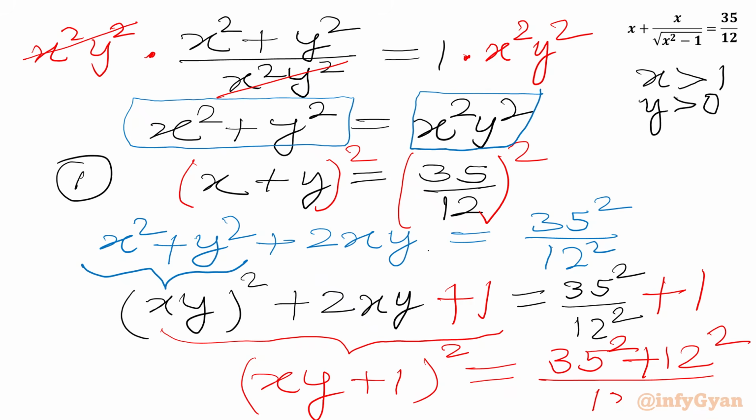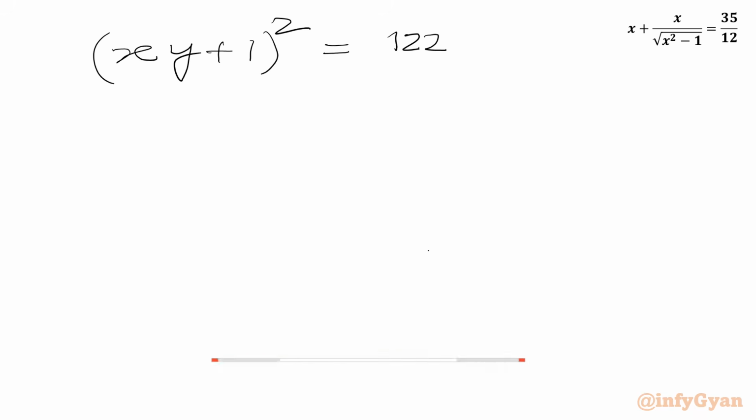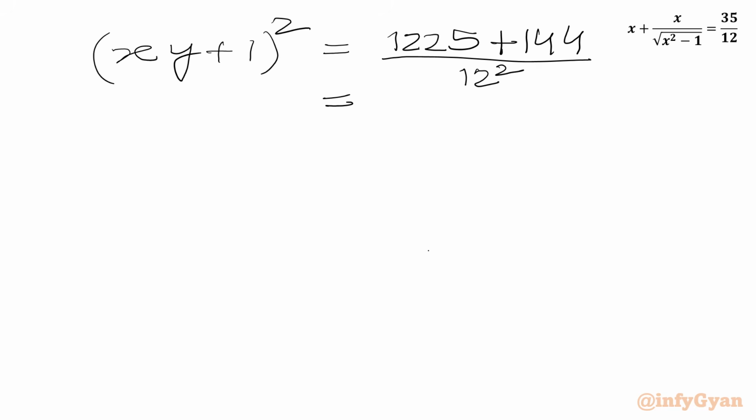over 12 square. Now we have to find 35 square and 12 square for our numerator. So we will write (xy + 1) whole square. 35 square is 1225. 12 square is 144. And the denominator is 12 square. Now we will add 1225 with 144.